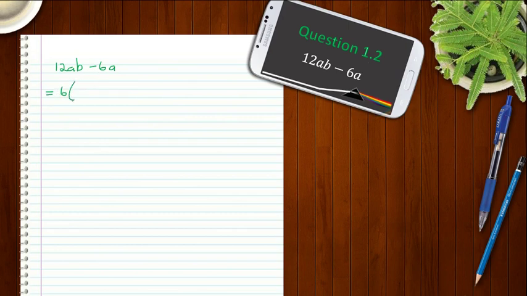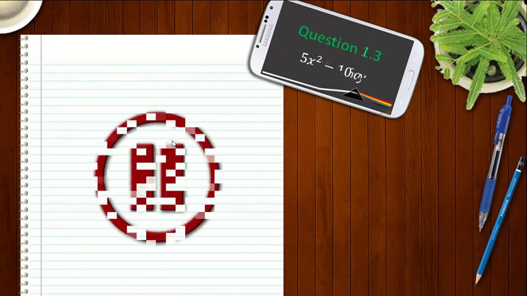And then if I take out 6, I can also take out a. Then it would be 12 divided by 6 is 2. And then b is left because the a has gone out, minus, and then I took out the 6 and the a, so there's only 1 as a placeholder left.